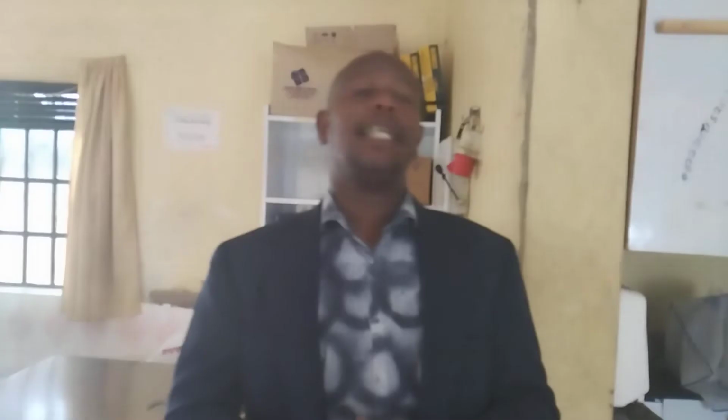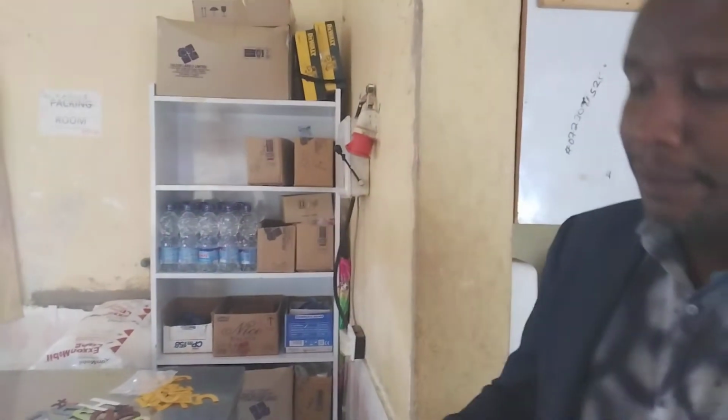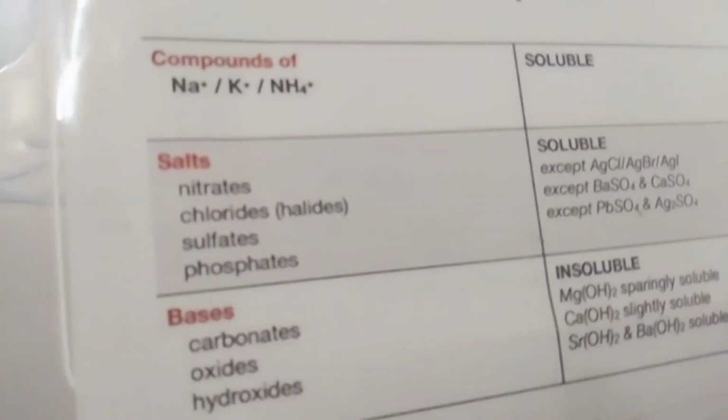Now, for you to be able to write an ionic equation from a balanced molecular equation, you are supposed to understand the concept of solubility of salts. To understand which salts are soluble and which are not, you require this table here. This is called the solubility table, or solubility rules. It will show you which salts are soluble and which are not. That will be very important as far as you are writing ionic equations.